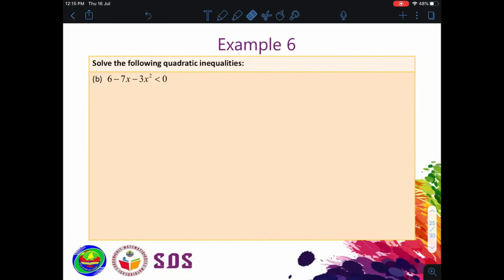Example 6. Solve the following quadratic inequalities. Okay, quadratic inequalities. So, question B, you have 6 minus 7x minus 3x squared less than 0. Please focus at this part. Okay, if you rearrange it, you're going to get 3x squared minus 7x plus 6 less than 0.